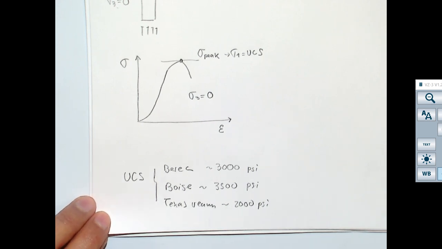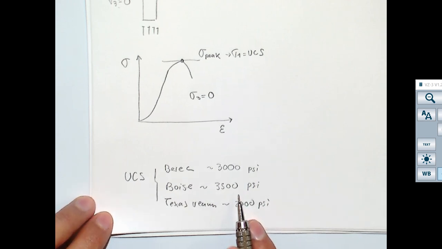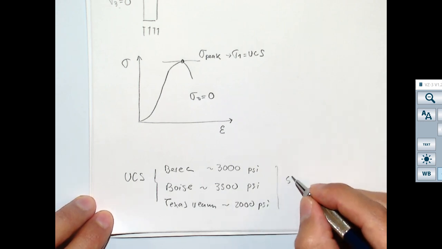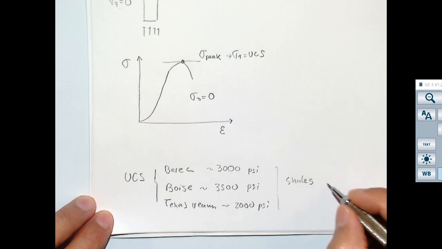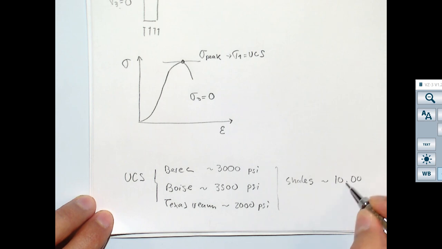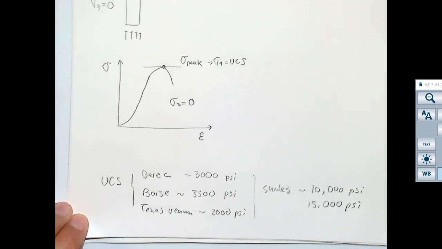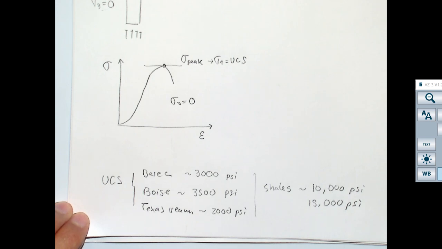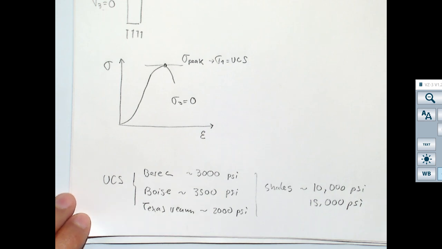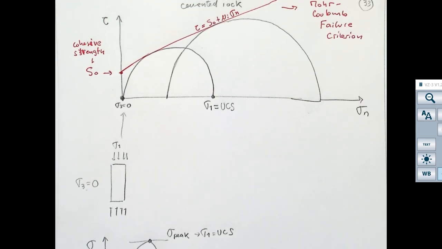Typical cemented rocks have an unconfined compression strength of a few thousand PSI. And there might be some others like shales and very strong carbonates that can easily get to 10 to 15,000 PSI. So the rocks that you tested are not that strong. There are rocks which are much stronger than that. But let's come back to what we were doing over here.